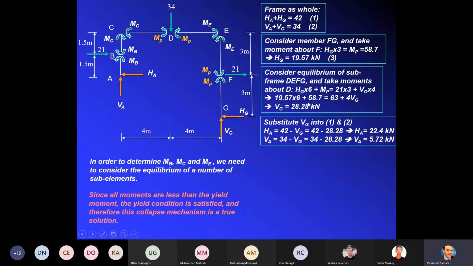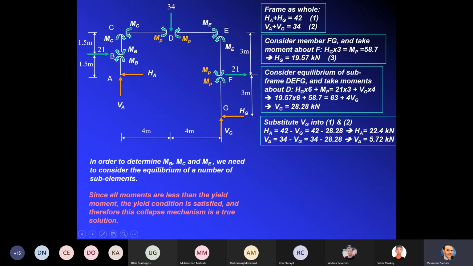Or actually, what I can do, because I know that Va plus Vg is 34, I can substitute the Vg here into equation 2. That gives me a Va of 5.72. And similarly, I can substitute Hg into equation 1, which is 1957. That gives me Ha of 22.4. So substituting Hg and Vg into 1 and 2 gives us the horizontal and vertical reactions at A.